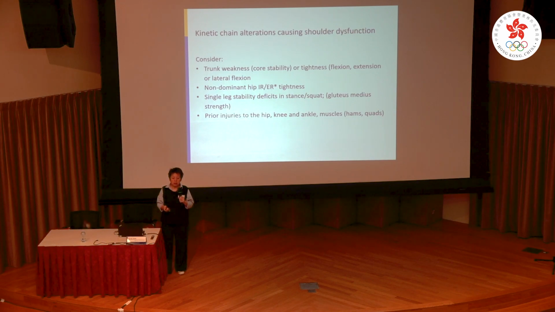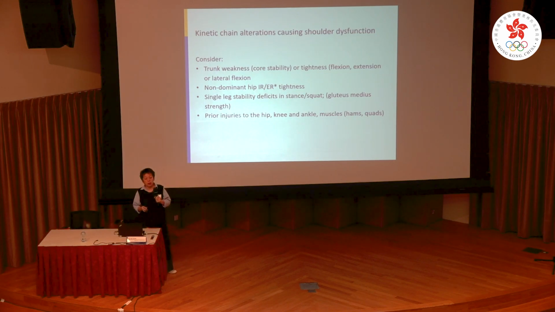The third part is the core and lower body function. So core muscle weakness or a range of movement deficit, your non-dominant leg hip tightness, or gluteus medius muscle strength or prior injuries. Those things may be a contributing factor to somebody having shoulder dysfunction. So you may want to look at those in your athletes.